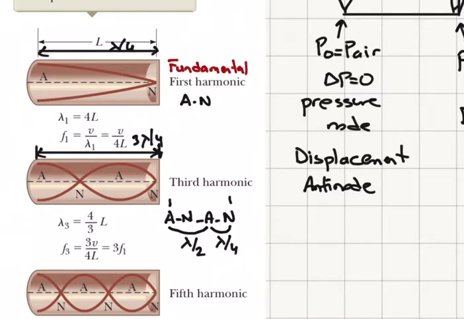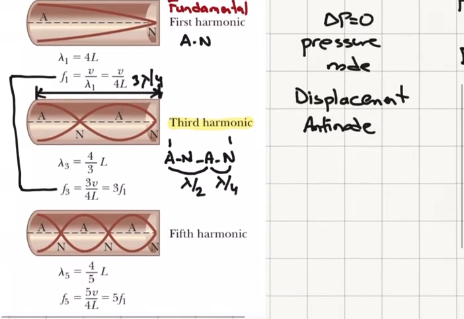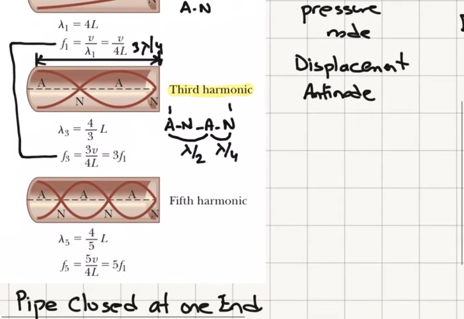So lambda 3 is 4L over 3. The frequency is V divided by 4L over 3, 3V over 4L. I see that this frequency is 3 times F1. That's why it's called third harmonic. So it's not the second harmonic. Second harmonic doesn't exist. If I go to the next possibility, I have to start with an antinode and end with a node. That was the fundamental.